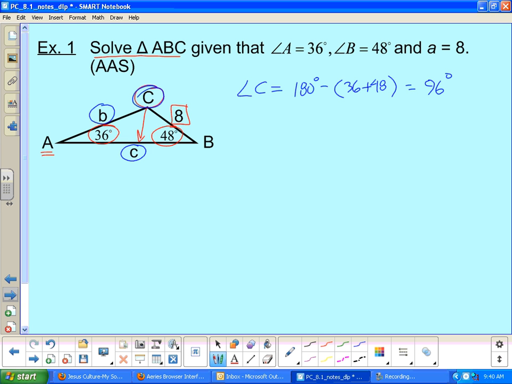But that's not really important. What's important is the fact that I have the configurations to be able to use law of sines. So here we go. We're going to set it up. We're going to set some proportion equal to another one.